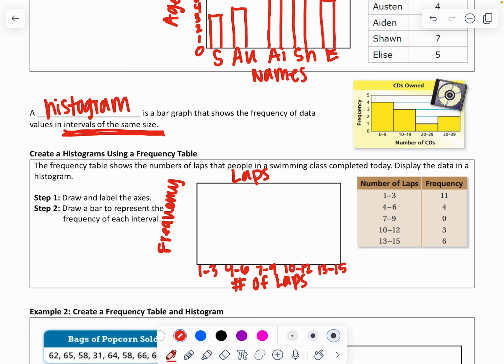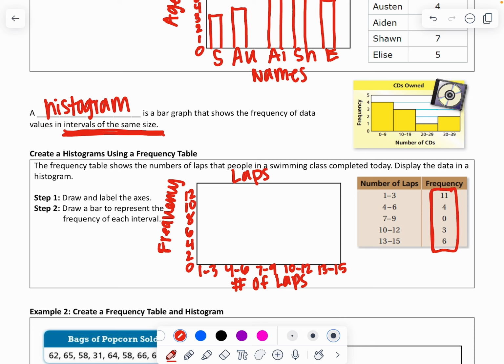I want you to notice that there's 3 numbers in each category. So there's 1, 2, and 3 in the first one, 4, 5, 6 in the next, 7, 8, 9 in the next, and so on. So that's what it means by intervals of the same size. That means there needs to be the same amount of numbers in each interval. Okay. So now our frequency needs to go up to 11. And so since we don't have much room, I'm going to just go up by 2s. So I'm going to start with 0, and then 2, 4, 6, 8, 10, 12. And I don't need to go up anymore because I know my biggest number is 11.